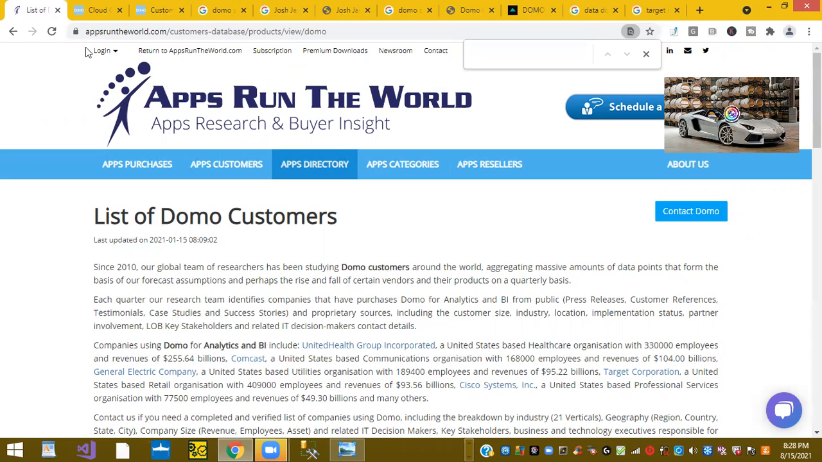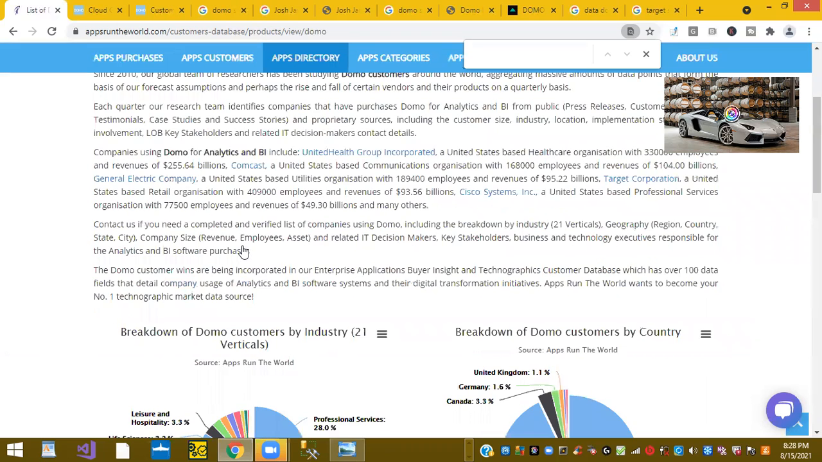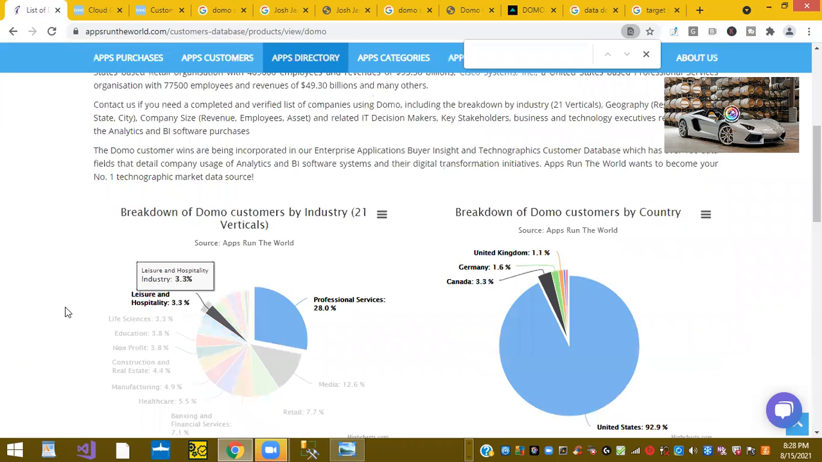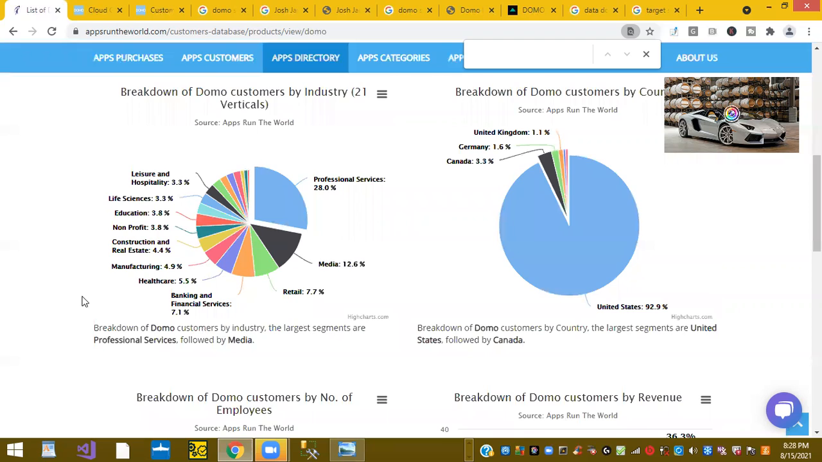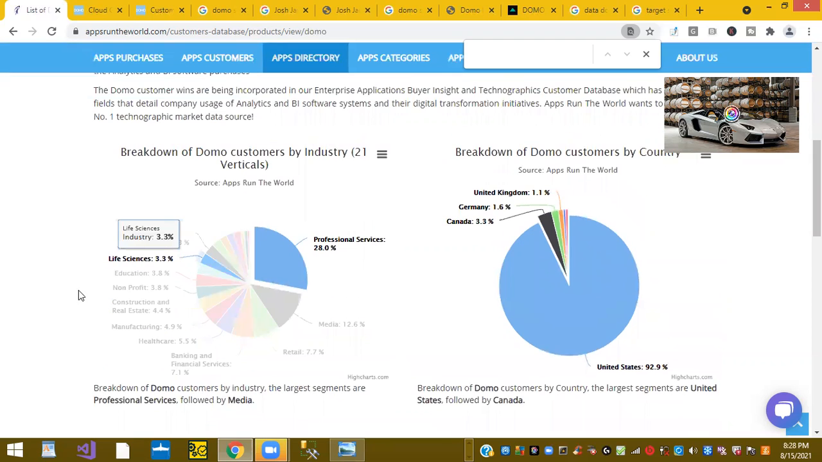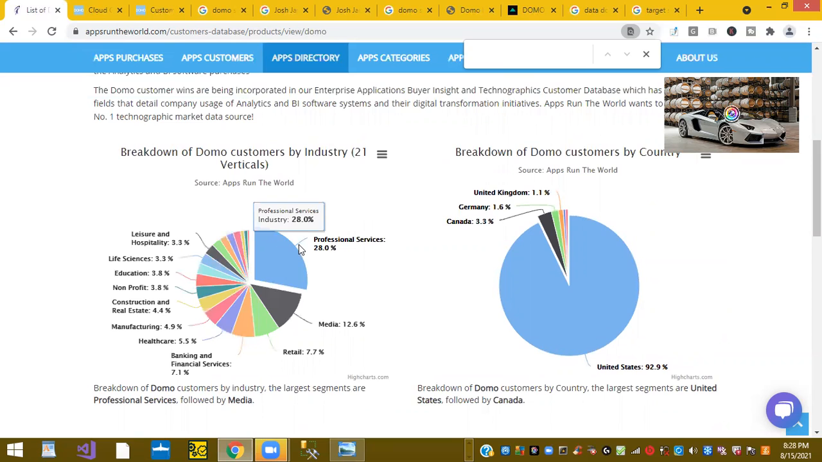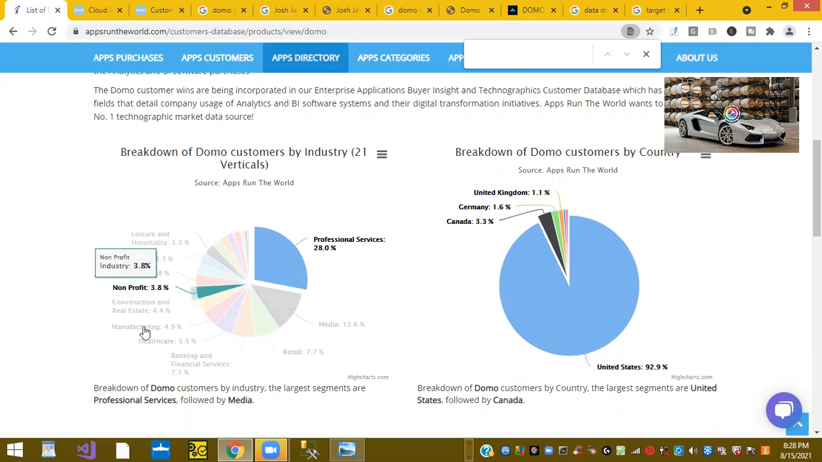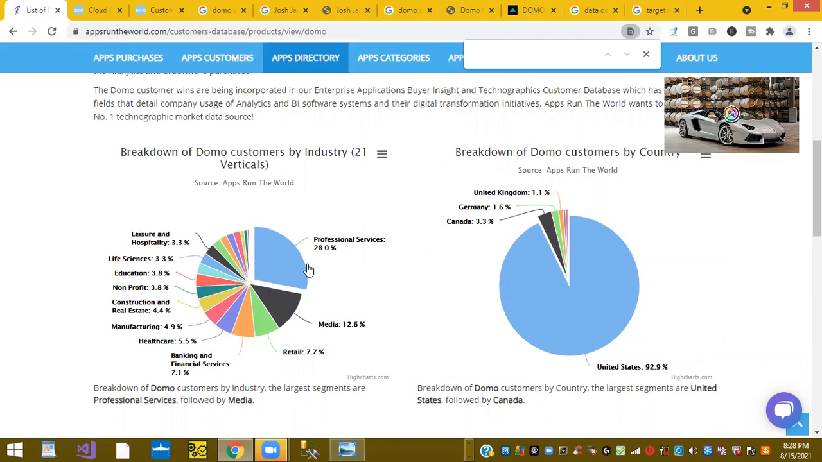This is Apps Run the World and the customer database on Domo's list of customers. This shows how the list of customers breaks down in terms of the sectors they affect: hospitality, professional services, nonprofit, manufacturing, healthcare. We mentioned United Health, banking and financial services. So spread across a number of different sectors.